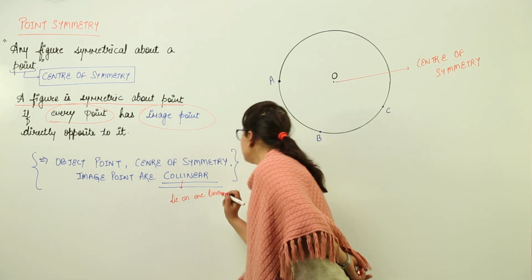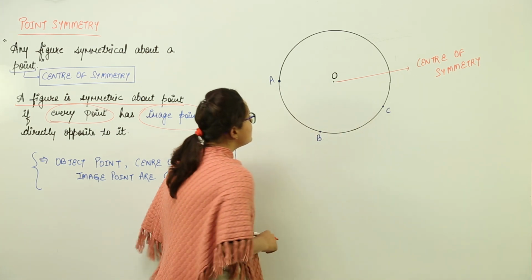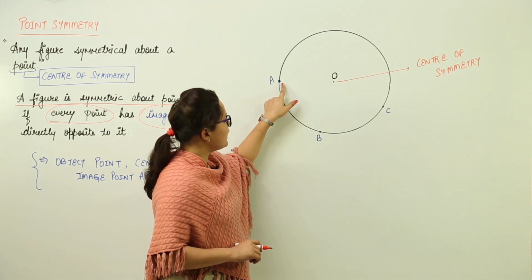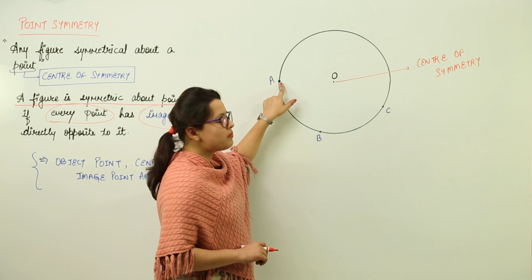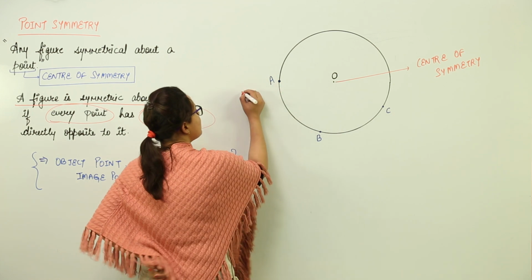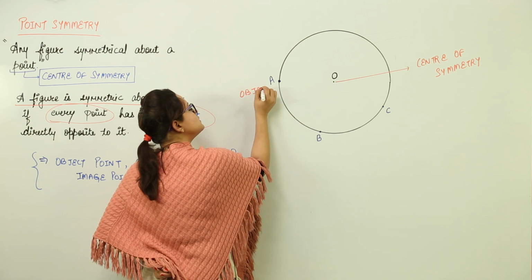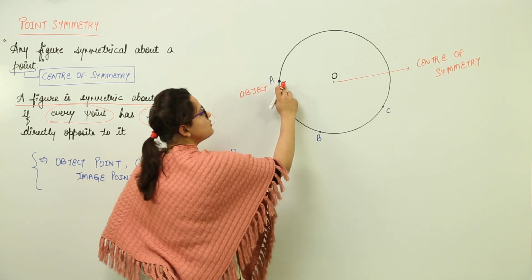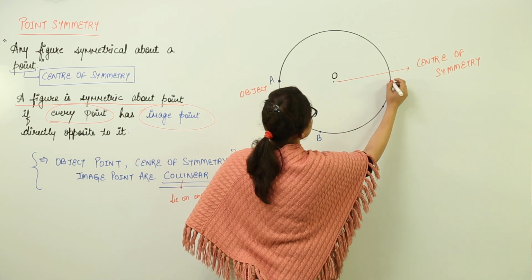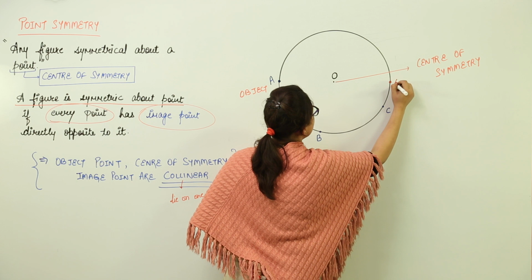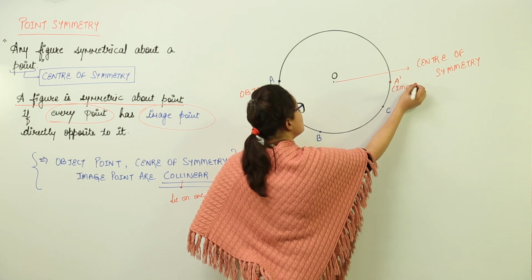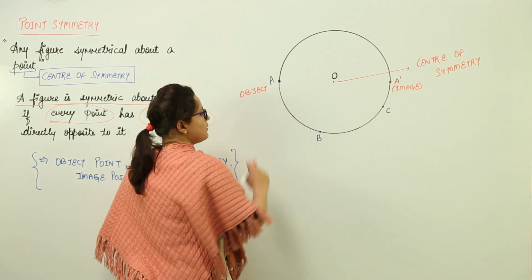Now how can we do that? We will have to check it over here. If this is the center of symmetry, for point A, this is the object point. I am writing it as object. The image formed for this point is going to be directly opposite to this, that is here. So I am placing A dash. This represents the image of the object A.